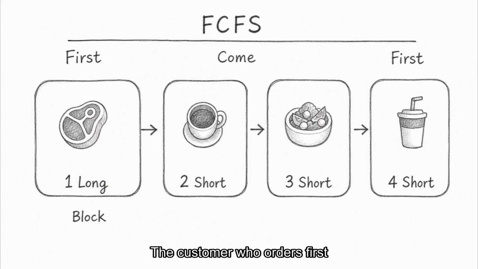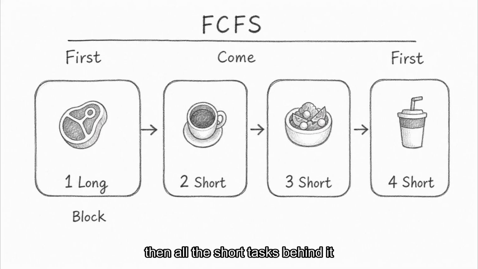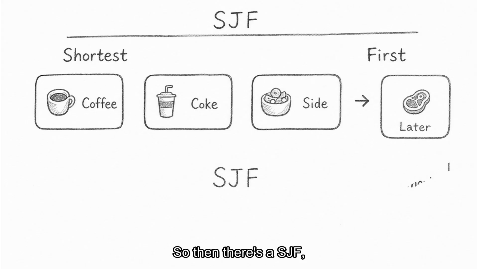The customer who orders first should be handled first, but if one very long task gets stuck at the front, then all the short tasks behind it get blocked for a long time. Therefore, in addition to this simple one, there are many kinds of methods to solve several issues. So then there is SJF, shortest job first. This means that the system handles the shortest job first.